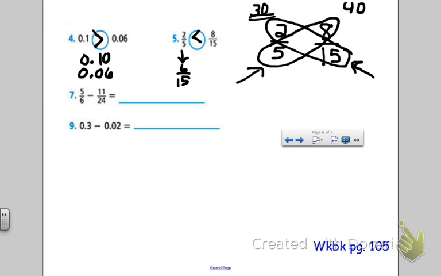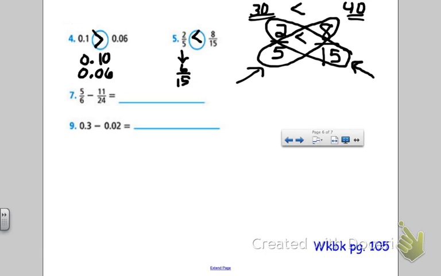Now compare the two products. 30 is less than 40. Therefore, 2/5 is less than 8/15. So that's another strategy that you can use when you're comparing fractions. And it works for any two fractions you're comparing, whether they have the same denominator or different denominator, same numerator, different numerator, does not matter. So that's a pretty cool trick.